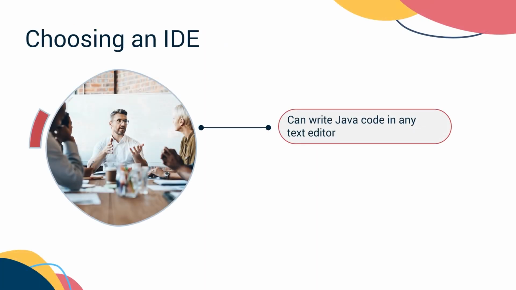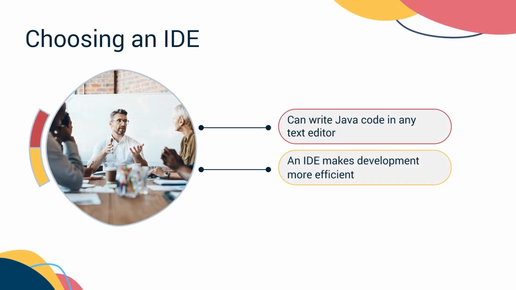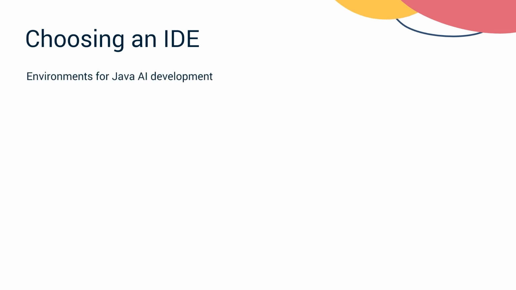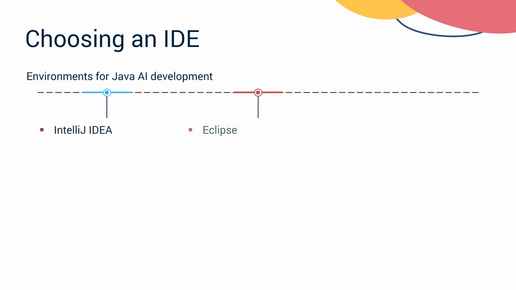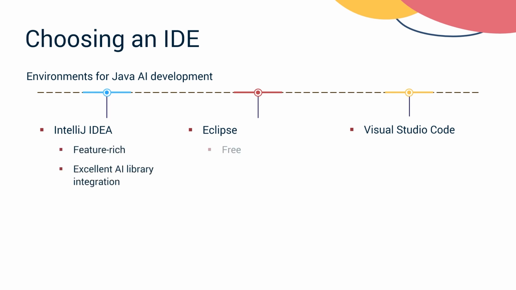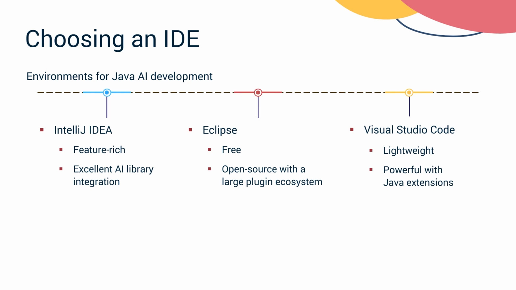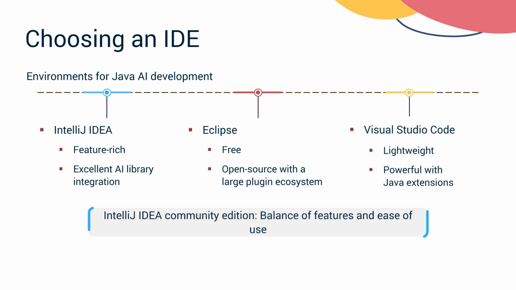Although you can write Java code in any text editor, an integrated development environment, or IDE, makes development more efficient. The most popular environments for Java AI development are IntelliJ IDEA, Eclipse, and Visual Studio Code. While IntelliJ IDEA is feature-rich with excellent AI library integration, Eclipse is free and open source with a large plug-in ecosystem, and Visual Studio Code is lightweight but powerful with Java extensions. IntelliJ IDEA Community Edition provides an excellent balance of features and ease of use for beginners.